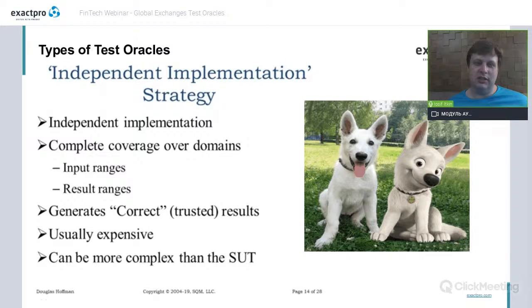What can be potential disadvantages? It can be expensive. It can be more complex than the system under test. So when we create something that implements the same logic as the system under test, we can also, and very likely will in some cases, make the same mistakes and assumptions. So our independent implementation is very likely to suffer from the same problems as the system under test.